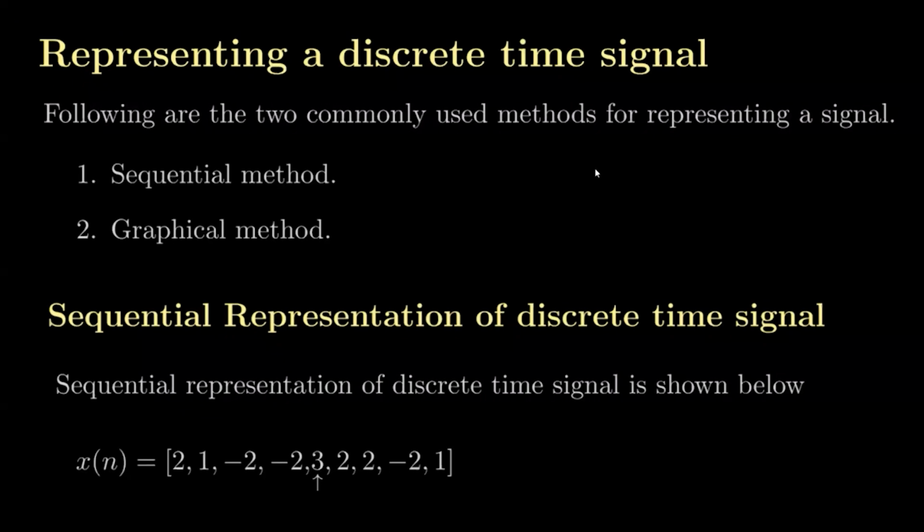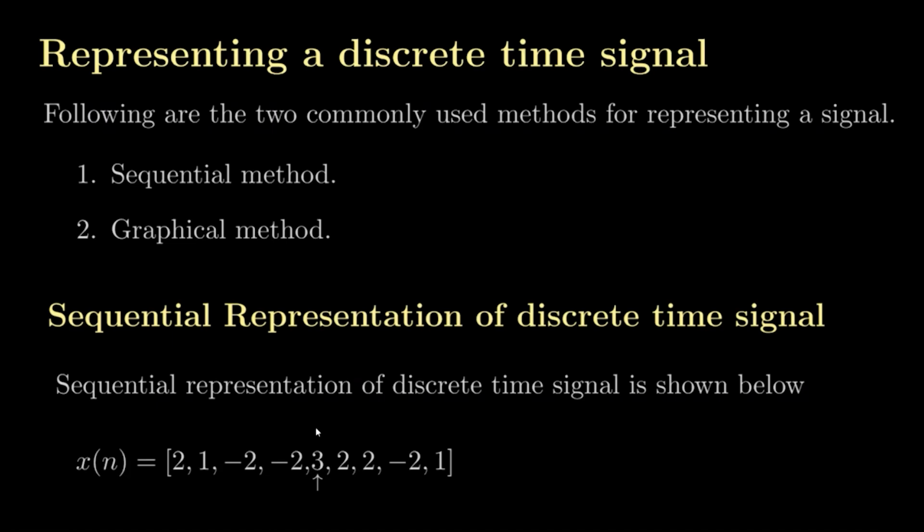In this video, we will learn how we can represent a discrete time signal. A discrete time signal can be represented in two ways. These two methods are called the sequential method and the graphical method. First, we will learn what the sequential method of representing a discrete time signal is.